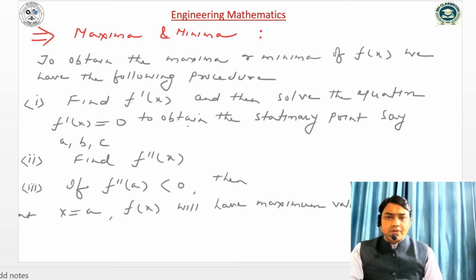Firstly, we have to compute the derivative of the function f(x) and then solve the equation f'(x) = 0 to obtain the stationary points, say a, b, c. If we solve f'(x) = 0, we will get the three values a, b, c. Then find f''(x), the double derivative of the function f(x), and compute f''(x) at x = a, b, and c.